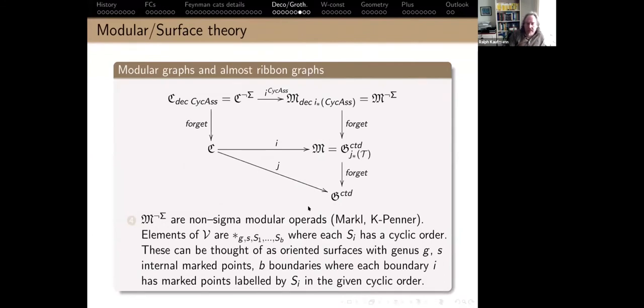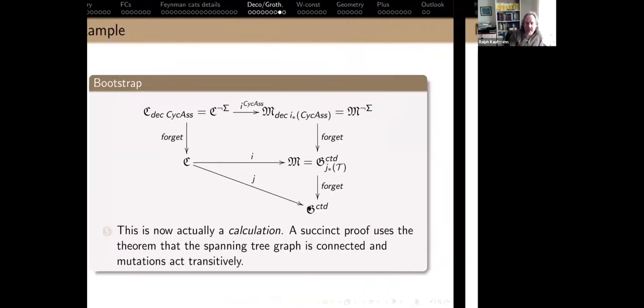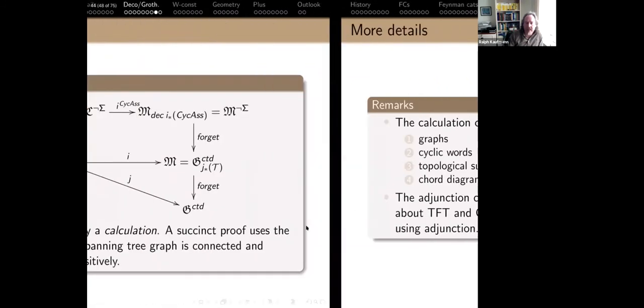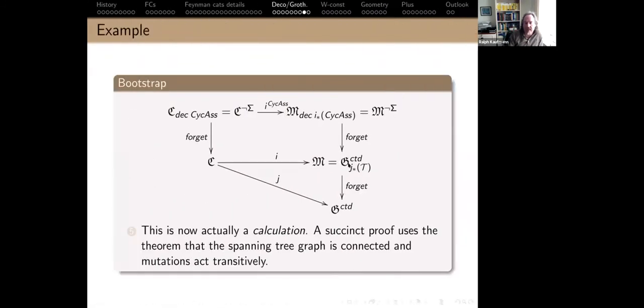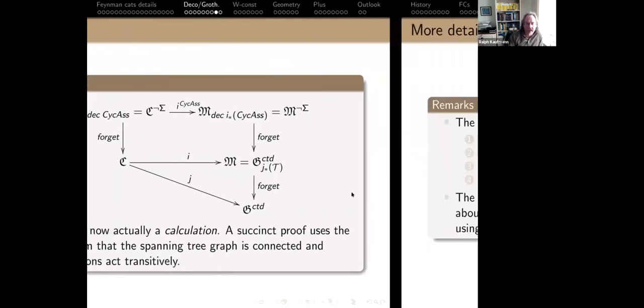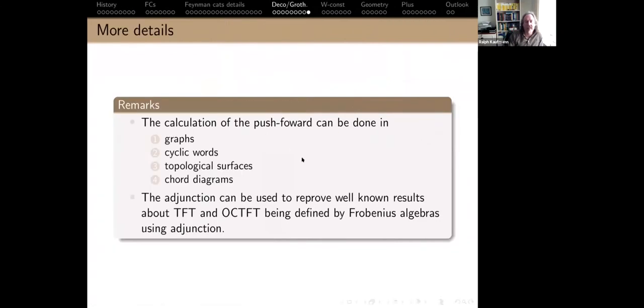Right, and this is, I just said those two things, it's a calculation. Again, I'll say that again, the genus thing is a calculation. It's not that I have to define something like you did in Getzler-Kapranov. It's the push forward. You can compute the push forward and the marking comes out. And you can do this in graphs, cyclic words, topological surfaces, or chord diagrams, whichever is your favorite, and then you get a flavor of, you know, a combinatorial theorem or something like this.